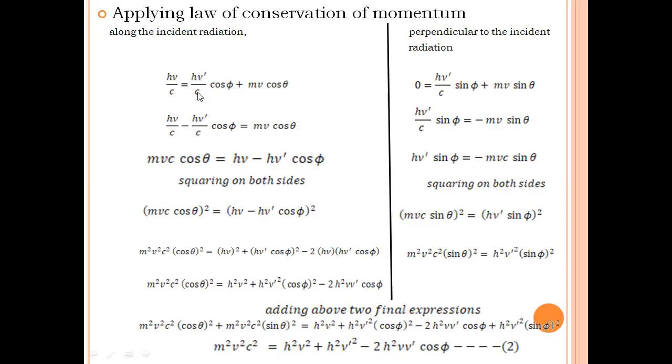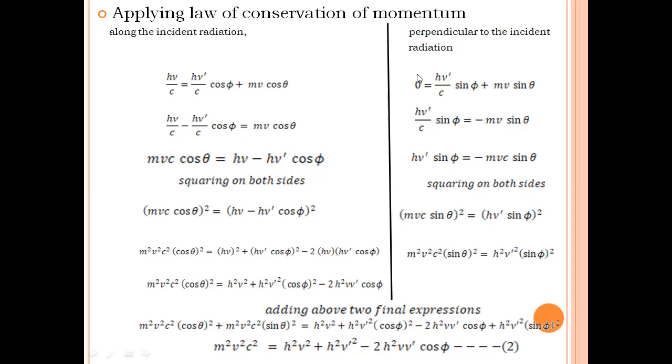So h nu prime by c is the radiation photon's momentum. So h nu prime by c into cos phi plus mv into cos theta. Theta is the recoil angle of the electron. So mv into cos theta. Now just get the h nu terms onto one side. You'll get mvc cos theta is equal to h nu minus h nu prime cos phi. Now squaring on both sides, you'll get one expression: m square v square c square cos square theta is equal to h square nu square plus h square nu prime square cos square phi minus 2h square nu nu prime cos phi.